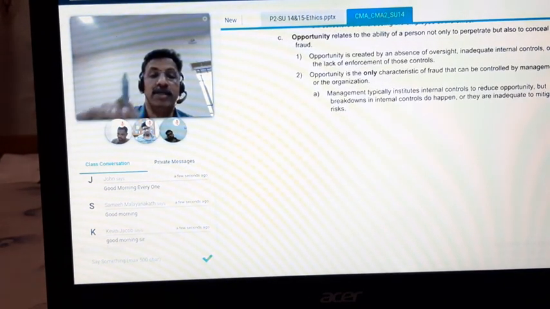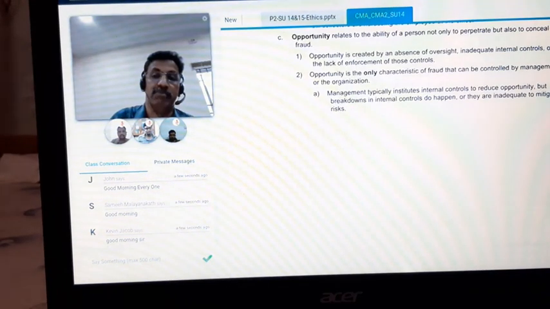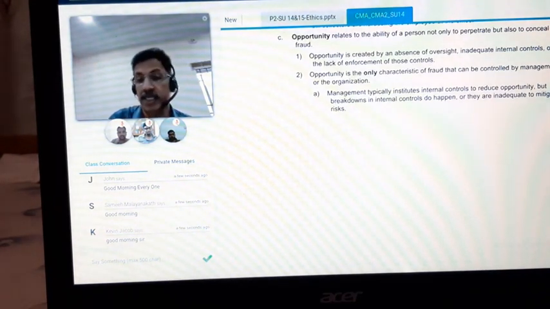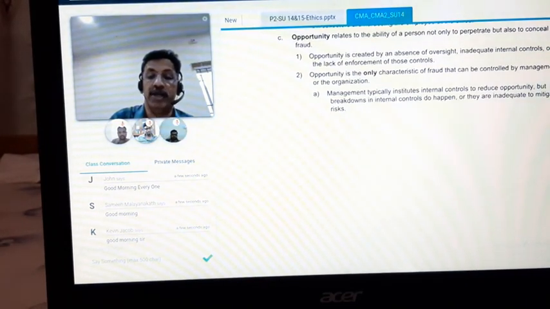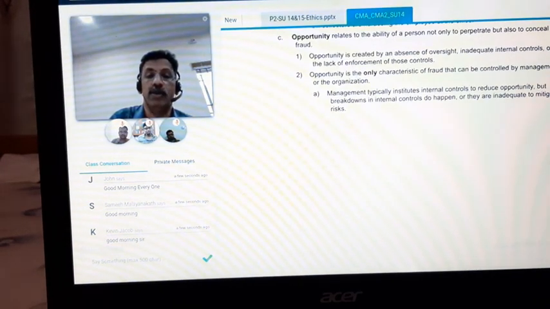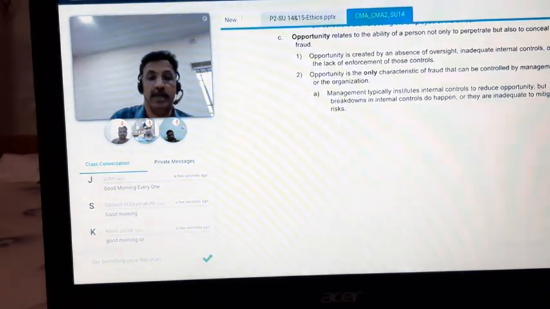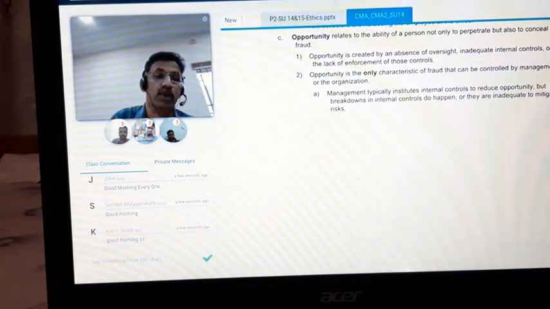The opportunity part of the fraud is the only characteristic of fraud that can be controlled by management or the organization. Others, you should really try to develop a congenial work atmosphere, a participative style of management, and a good ethics education, in addition to having a well-defined code of ethics. All these things can really help you, but the opportunity part is the only characteristic of fraud that can be effectively controlled by management. By designing and implementing proper internal controls within the organization, you can really plug the opportunity for committing that fraud.